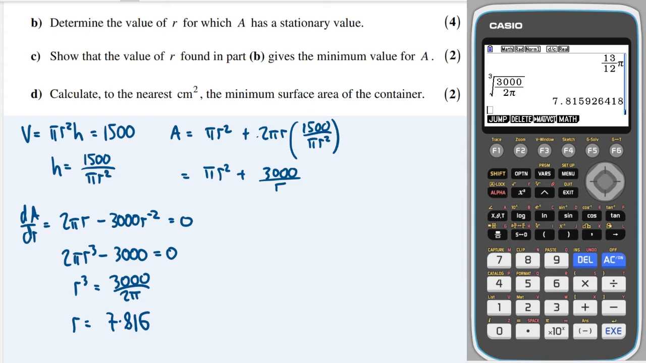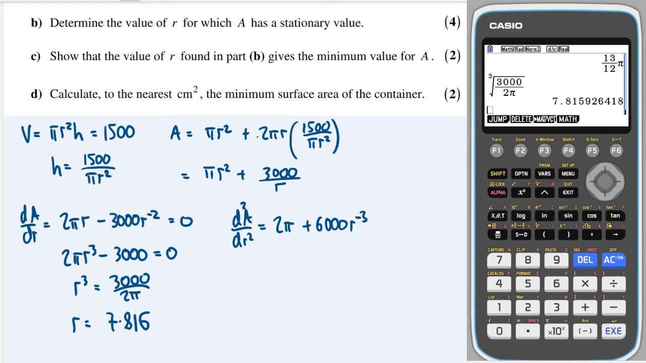Okay, next part. Show that the value of r found gives a minimum value. Well, we need to do the second derivative test for that. So let's differentiate again, which is going to give me 2 pi, and we're going to get positive 6000 r to the minus 3.